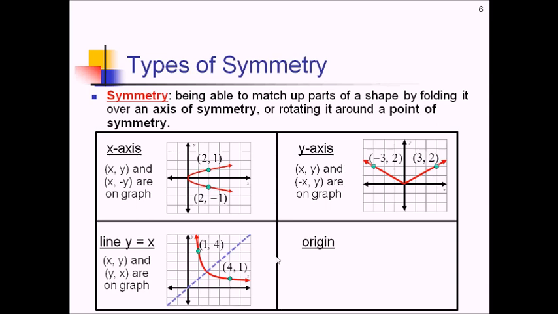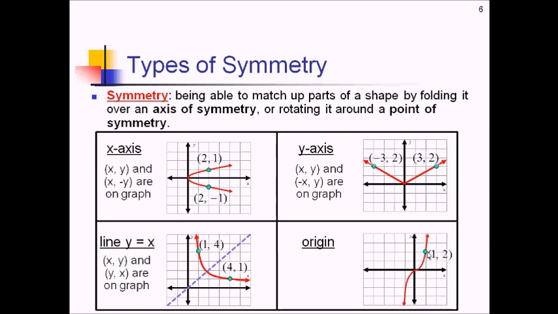And last but not least, there is origin symmetry. Here's a graph that has that. So if you have the point 1, 2, then if you were to rotate this, you would get a matching point down here of negative 1, negative 2. Now taking a look here, that means if you have x, y and negative x, negative y, you've got origin symmetry.